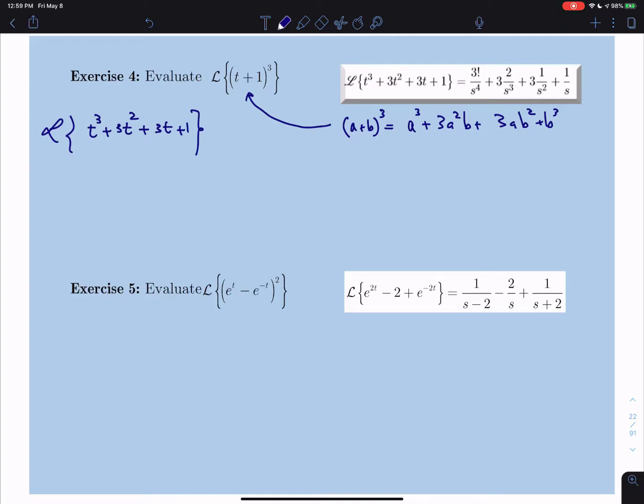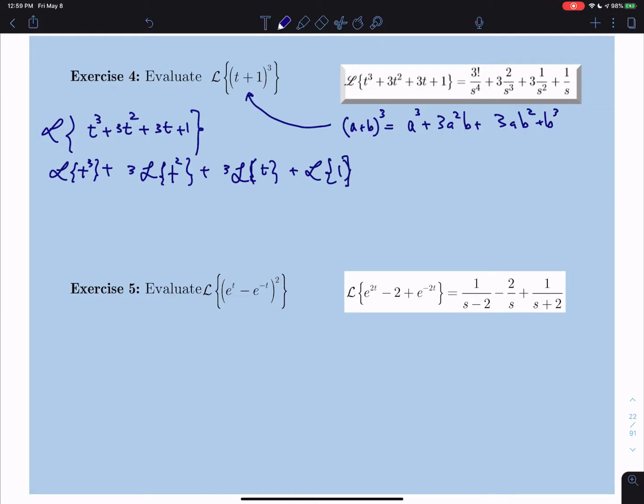Now, we all know that Laplace transform is a linear operator, so I could separate these and pull the constants out. So that becomes Laplace transform of t cubed plus 3 Laplace transform of t squared plus 3 Laplace transform of t plus Laplace transform of 1.